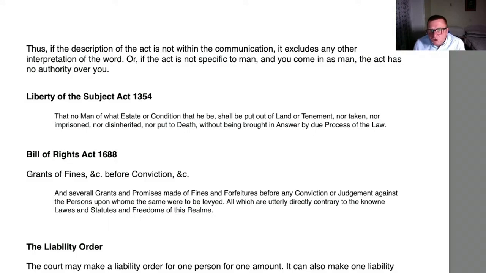Or if the act is not specific to man and you come in as man, the act has no authority over you. Obviously, these are methods where you can just stop them. But again, it has to go further, doesn't it? If you're going to become settler, what you have to do then is you need to understand how you can use the token, which is, of course, what I'm looking at now.